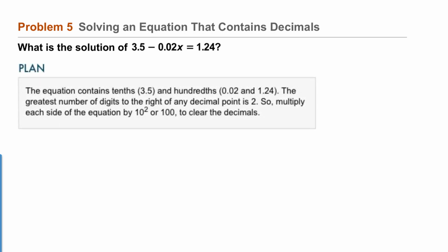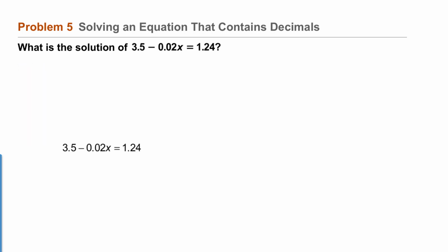The equation contains tenths, 3.5 being an example, and hundredths. 0.02 is the same as 2 hundredths, and 1.24 could be stated as 124 hundredths. The greatest number of digits to the right of any decimal point is 2, so multiply each side of the equation by 10 to the second power, or 100, to clear the decimals.